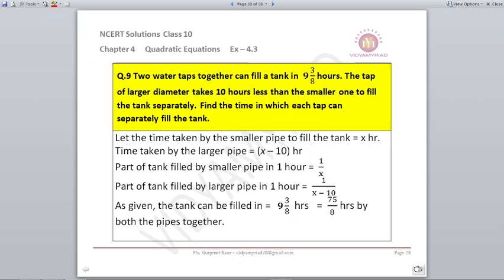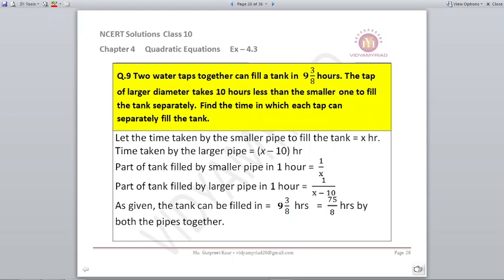Now let us assume the time taken by the smaller pipe is x hours. So the time taken by the larger pipe will be x minus 10 hours, because it is taking 10 hours less. So the part of the tank filled by the smaller pipe in 1 hour will be 1 upon x, and for the larger pipe it will be 1 upon x minus 10, and we will take the reciprocal.